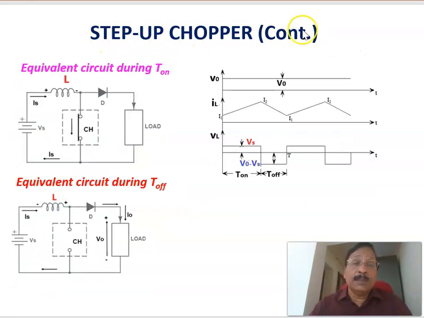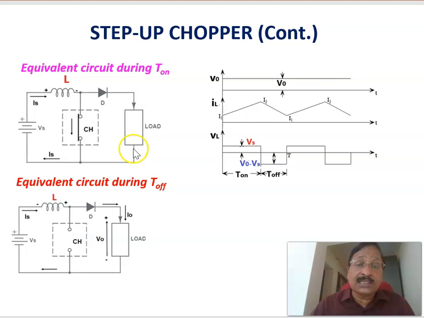Now continuing the step up chopper, as we have seen, the equivalent circuit during the on period is this one. During the on period this voltage is equal to 0 because this switch is on, and the energy will be stored in the inductor. If you write the Kirchhoff's voltage law equation for this loop, the voltage across the inductor is the same as the DC input voltage. Since the voltage across the inductor is positive, the current builds up linearly from I1 to I2. And here is the average output voltage, as shown here.